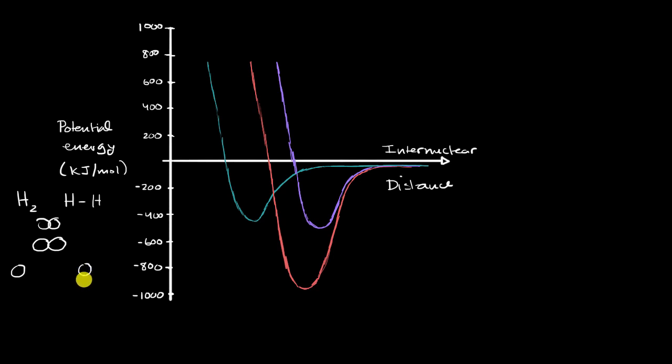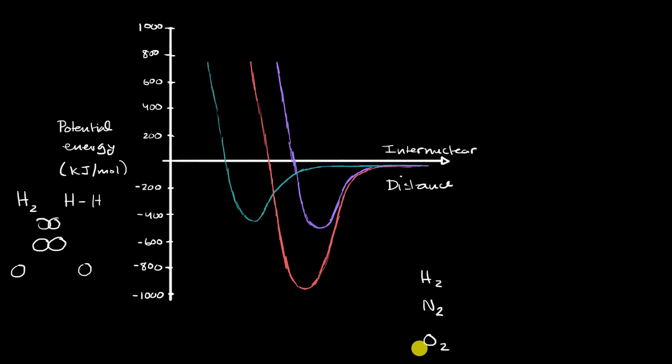What I want to do in this video is a little bit of a worked example. Over here, I have three graphs of potential energy as a function of internuclear distance. And what I'm going to tell you is one of these is molecular hydrogen, one of these is molecular nitrogen, or diatomic nitrogen, N2, and one of these is diatomic oxygen. What I want you to think about, pause this video, is which graph is the potential energy as a function of internuclear distance for each of these diatomic molecules.